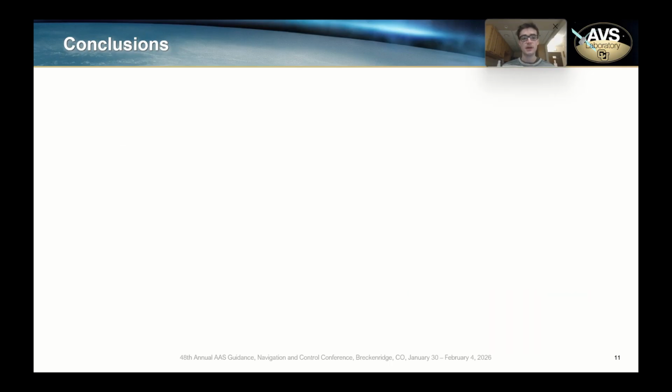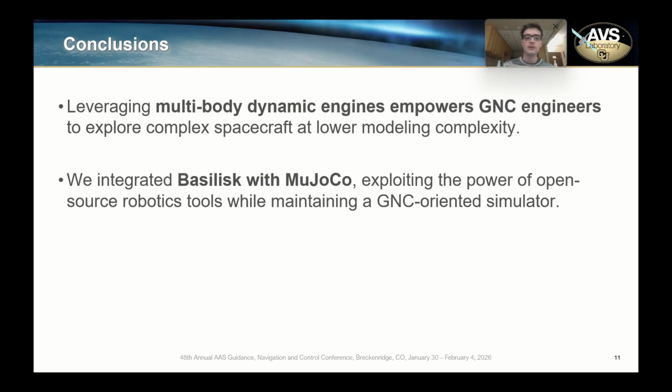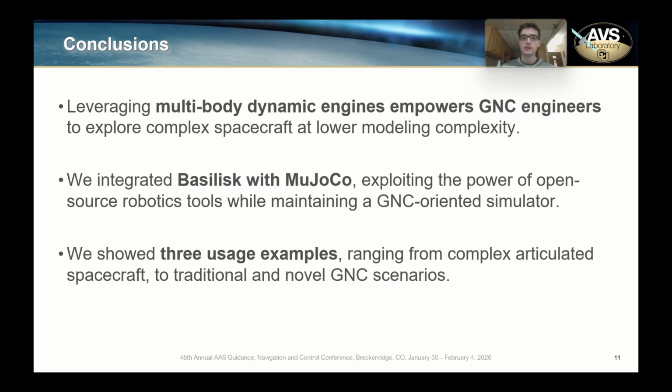So, very quickly to go over my conclusions. We argue that we can leverage multibody dynamics engines to empower GN&C engineers to very quickly and agilely explore complex spacecraft configurations at a lower complexity. We also show that we integrated Basilisk with MuJoCo, exploiting the power of these open source robotics tools while maintaining the GN&C-oriented simulation design provided by Basilisk. And finally, we show three usage examples in the paper that range from very complex articulated spacecraft, like the solar panel deployment scenario, to more traditional or novel GN&C scenarios.